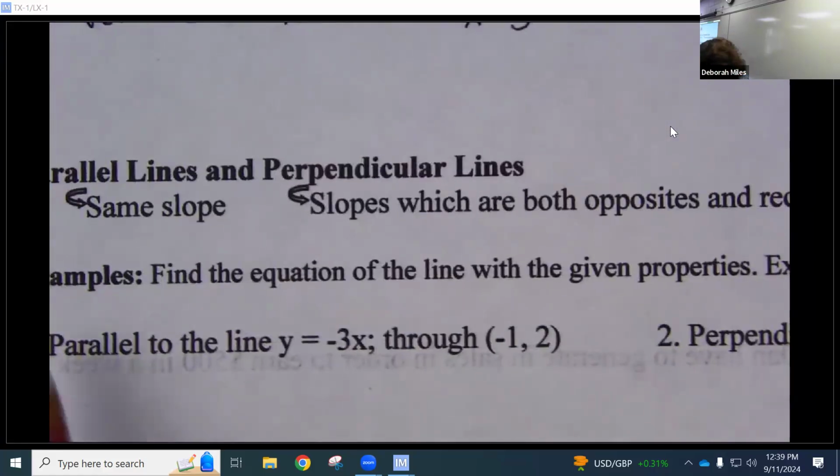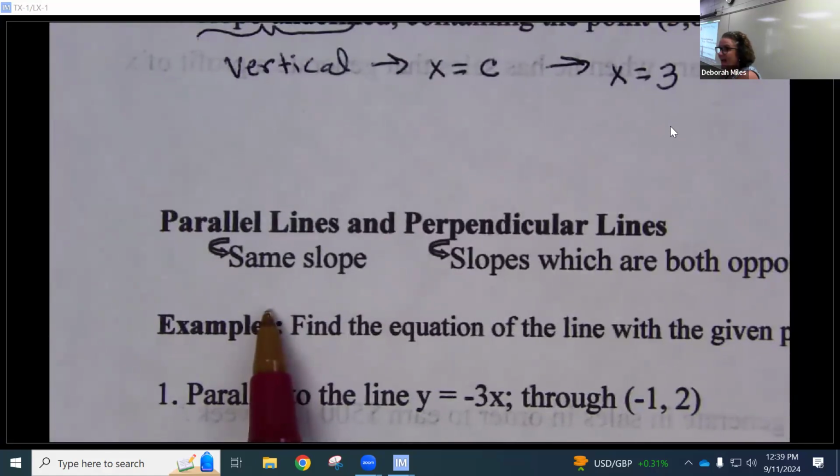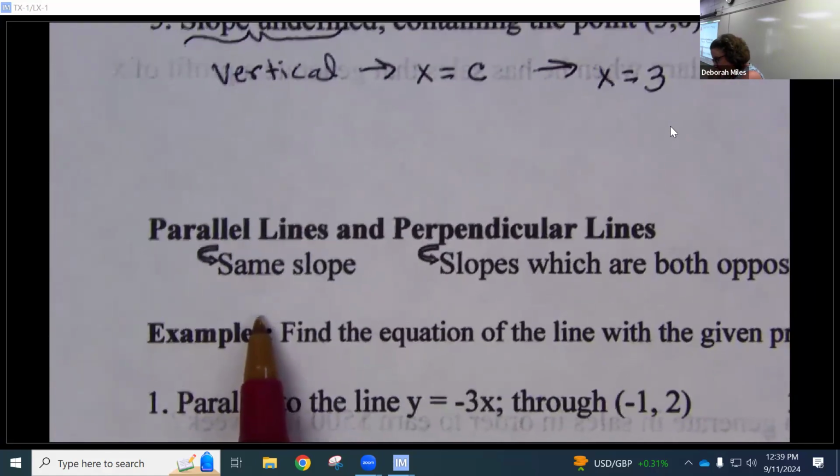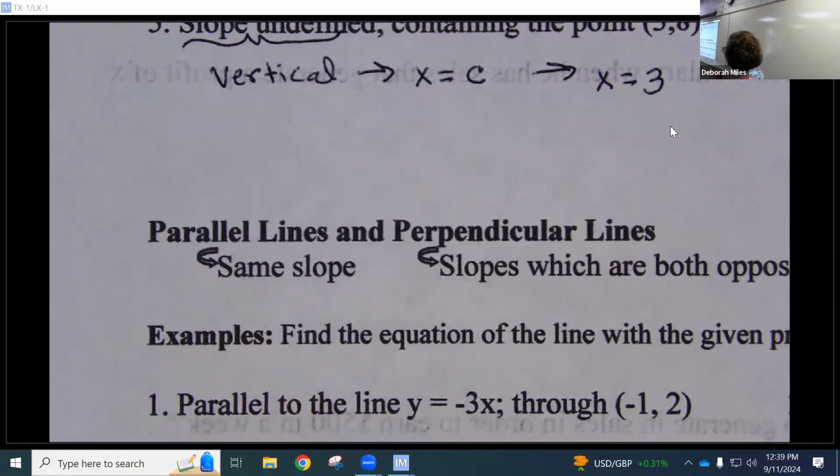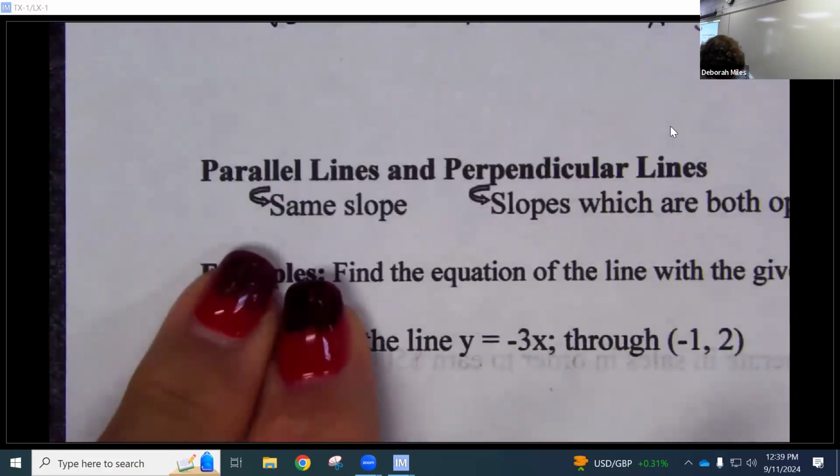What you need to know about parallel lines is that they have the same slope. Excuse me. That's why they never cross. For each unit they go up, they go the same amount over, and they never cross because they have the same slope.